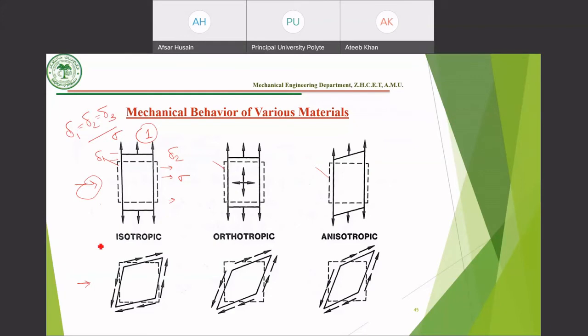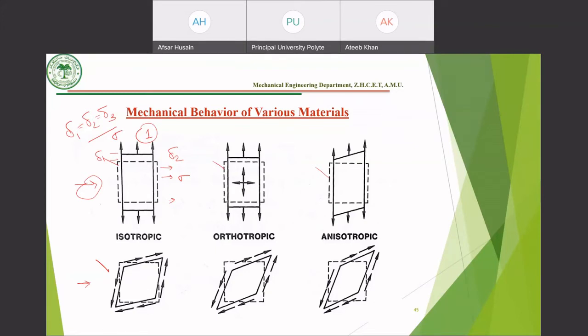Now coming to this figure, where we are applying a shear stress to the same cube of isotropic material. Now in this case, what will happen? Only shearing of the material will take place, and there won't be any elongation or contraction in the principal material directions. There will only be shearing. So in case of isotropic material, when we are applying normal stresses, there is only elongation and contraction in the respective directions. And when we are applying shear stresses, there is only shear deformation, and there isn't any elongation or contraction.